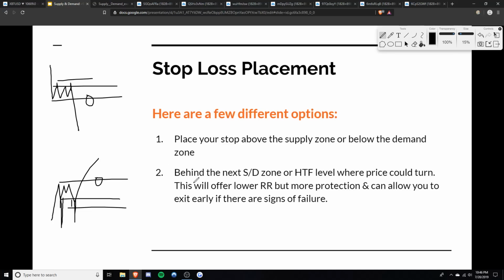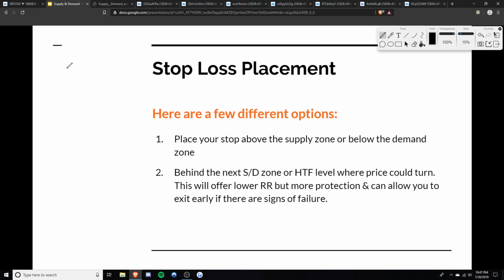So the second option is behind the next supply or demand zone or a high time frame level where price could basically turn around. This will offer lower risk to reward, but more protection, and can allow you to exit early if there are signs of failure. So examples of this, I'm going to get rid of these. Say we had that example earlier, a drop, a base, a drop, and then another base and a drop. So these are two supply zones.